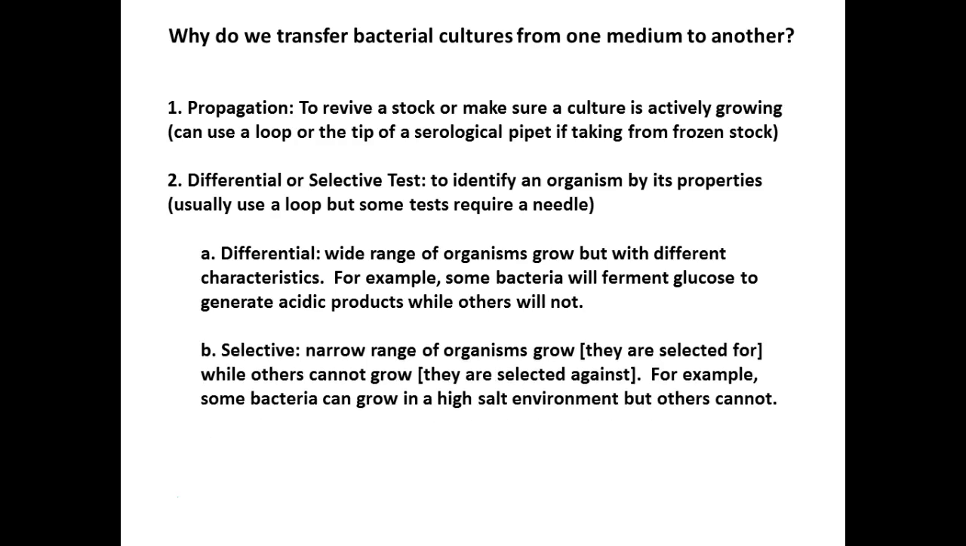Selective media grow a narrow range. In this case, we're selecting, right? We only want a particular group of organisms to grow. In the case of the blood agar plates, it contained antibiotics that would kill off gram-negatives because we just want gram-positives to grow. Or another one we use has a really high salt content, so only ones that can survive in that very salty environment grow.